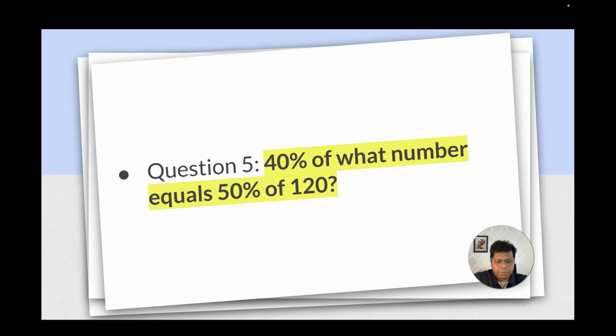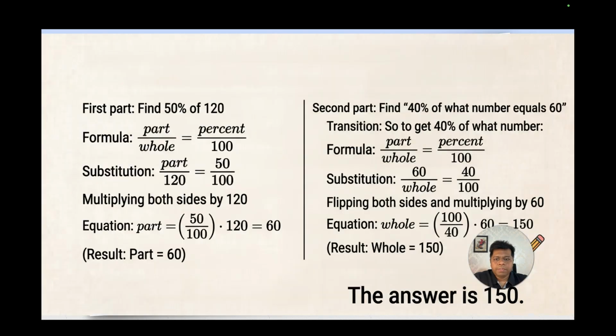Let's come to the last question: 40% of what number equals 50% of 120? This is a bit tricky. Here there are two parts. It's a bit complex. So first look at this: 50% of 120, find this out, and then with that solve the first part. So how do we achieve this? First, find 50% of 120.